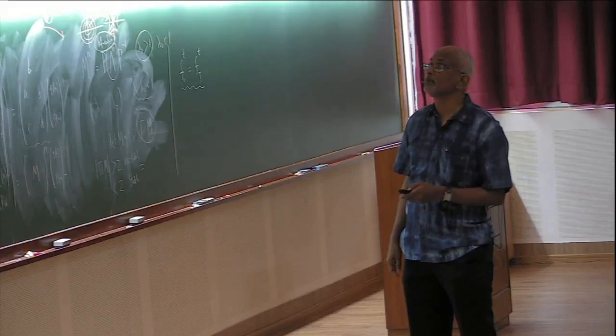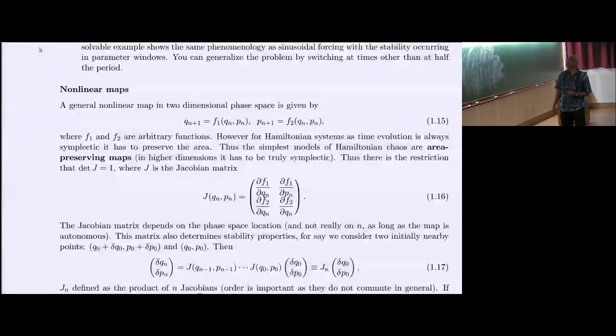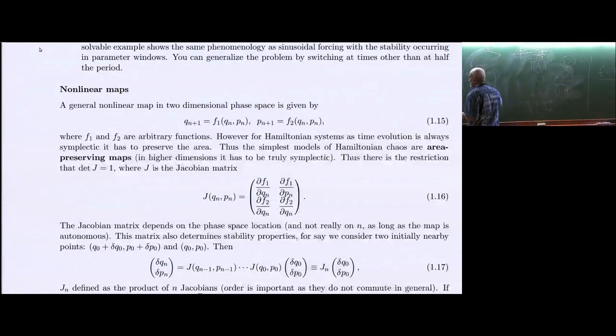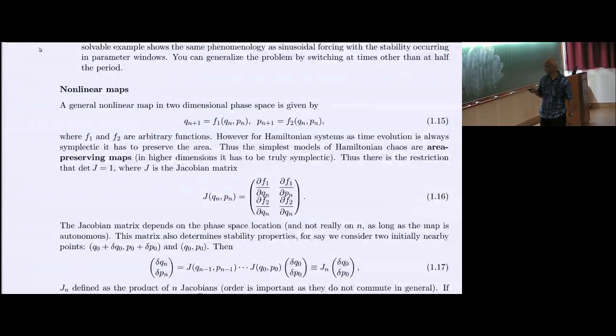All right, so nonlinear maps. This was actually an example of what you might call a linear map, for obvious reasons. It's linear. So nonlinear maps in 2 dimensions. In 2 dimensions, there's only Q and P that I'm talking about. So this is the general thing: Qn plus 1 and Pn plus 1 are determined by 2 functions that need not be linear functions like AQ plus BP. So they're arbitrary functions.